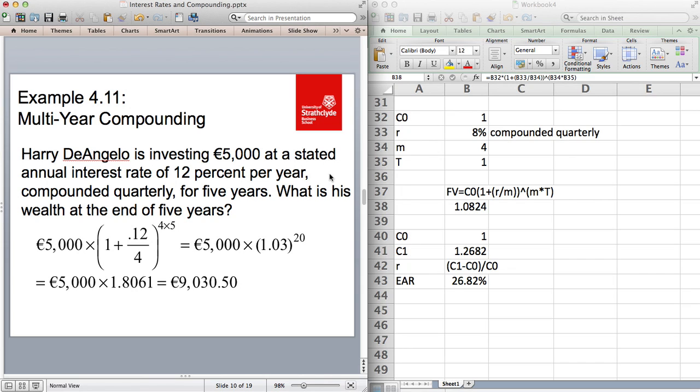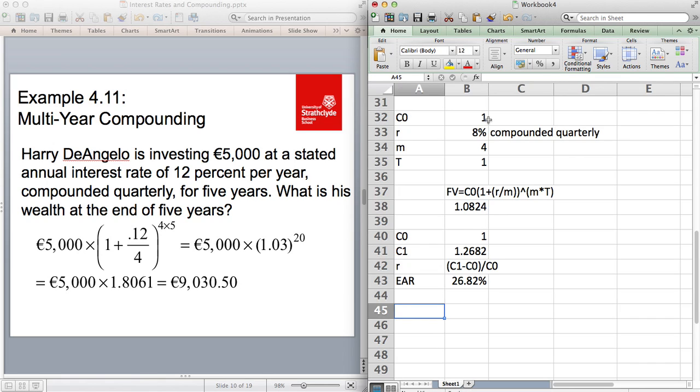So we're just going to go through a number of examples now. We've got Harry D'Angelo investing €5,000. Let's put 5,000 here. It's 12% per year, compounded quarterly. T is equal to 5. And you can see using the same formula, that's the way it's been written, we ended up with a value in the future of €9,030. Okay, it's quite straightforward.